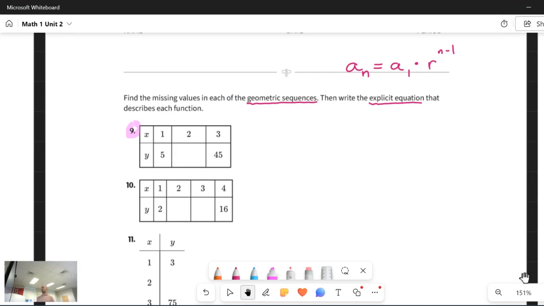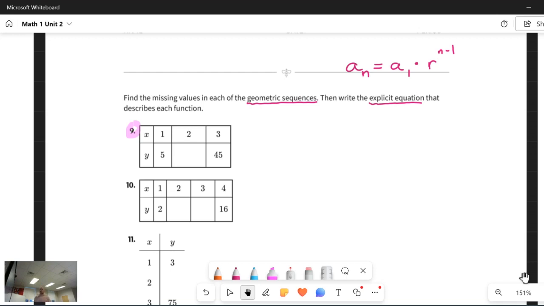So we're picking up here on page 2, where it goes through problem number 9. It says find the missing values in each of the geometric sequences, then write the explicit equation that describes each function. If you've watched any of my videos before, you know the clues are always written in pink. It's the things I want to make sure that we know. That up there is the geometric explicit equation, where a of 1 is the first term, r is the rate, and then a of n is the term that we're looking for, with n being the number term that's there.